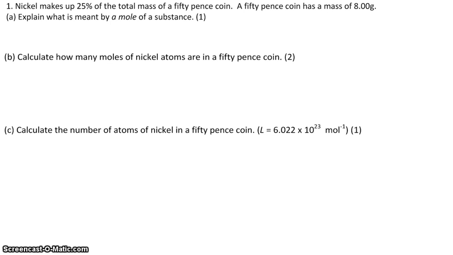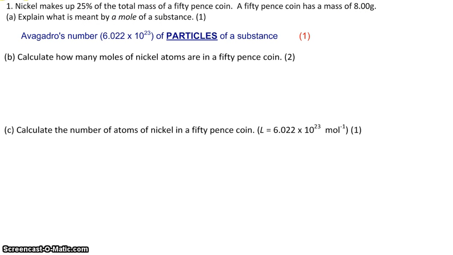Okay, this is a review of your amount of substance test. So here's question 1. Nickel makes up 25% of the mass of a 50 pence coin. The 50 pence coin is 8 grams. What's meant by a mole? It's a definition you've just got to learn.